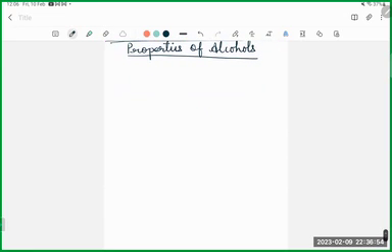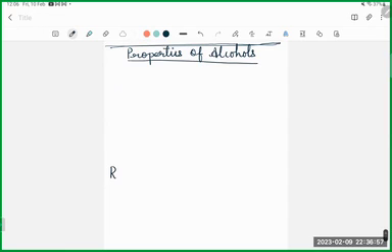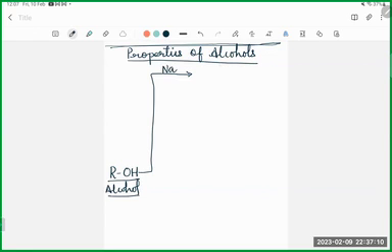Let's start the properties of alcohol. So here we go. First, I will take the reagent. Alcohol has the property of reacting with sodium metal. This is how the acidic character can be proven. The product is sodium alkoxide, RO-Na+. What do you name this? Sodium alkoxide, right? And hydrogen gas will be liberated from here.